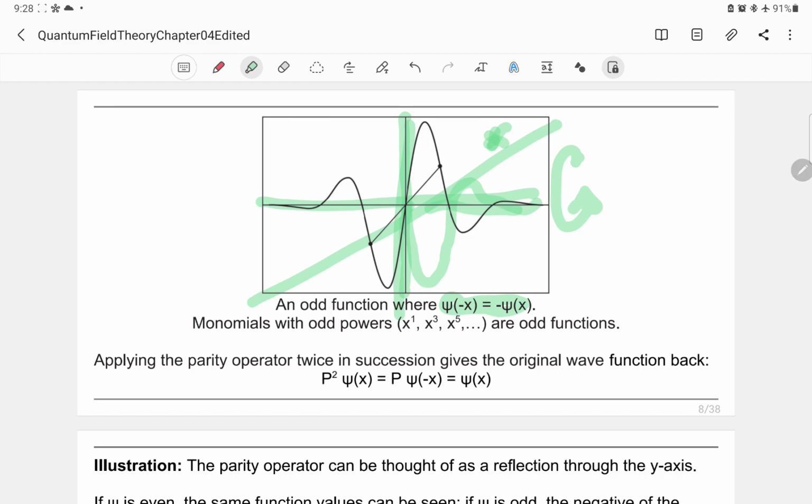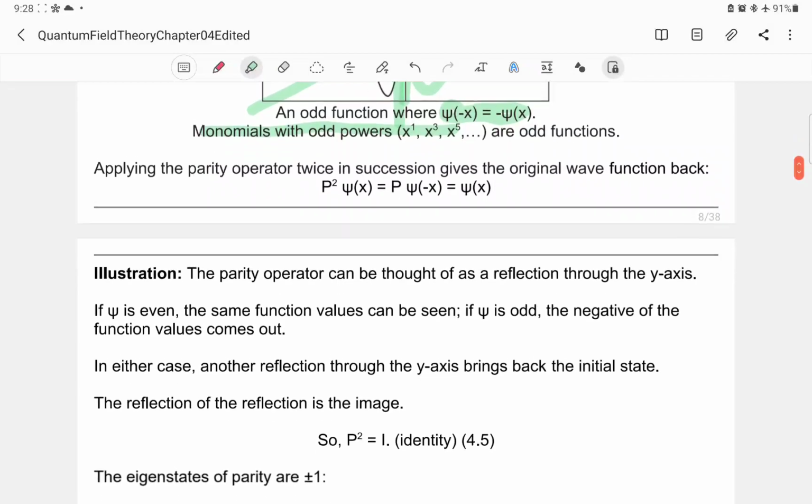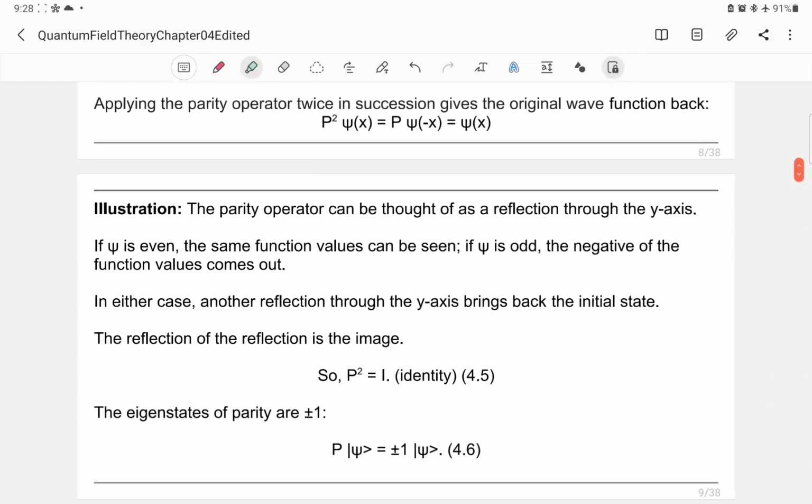So that's it. You can be sure of that when you have odd powers: if they are monomials with odd powers, then they are odd functions. And if you have a function that is composed of monomials with even powers, then that is an even function. Applying the parity operator twice in succession gives the original wave function back.